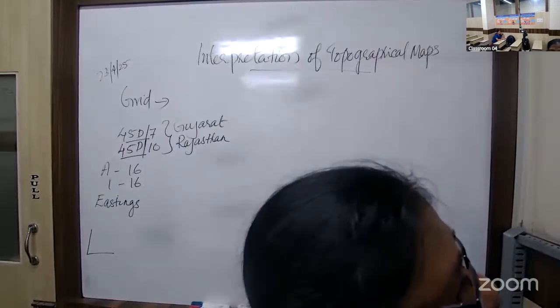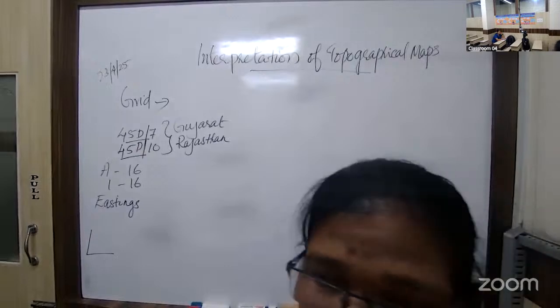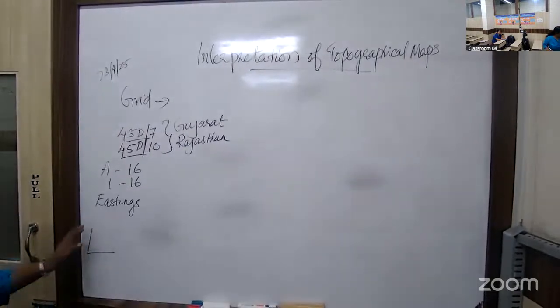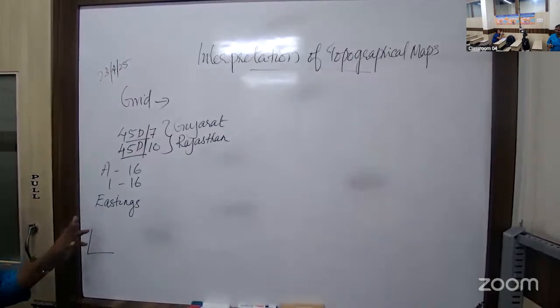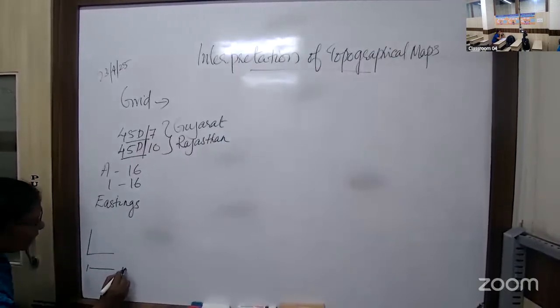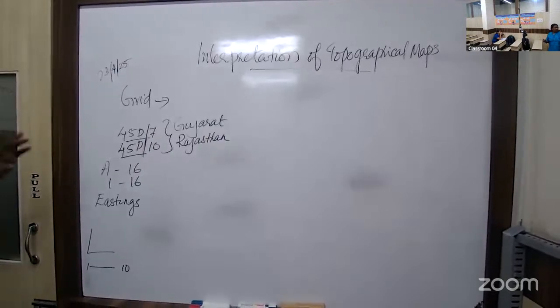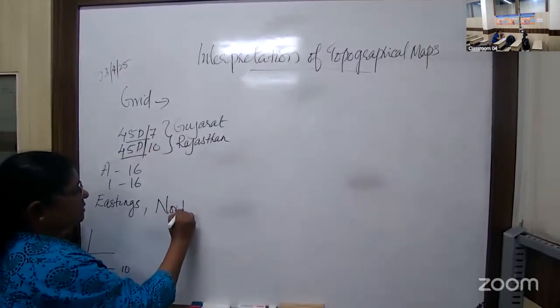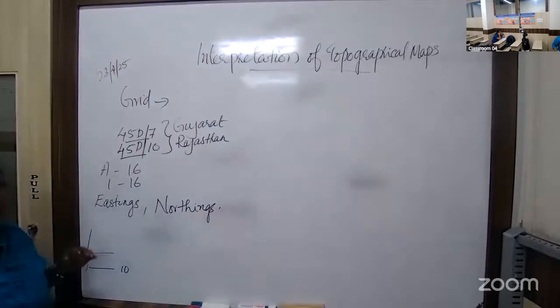See, this one is 1, 2, 3, 4, 5, like that. That is eastward. And this one is northward, that is vertical lines. So these eastward lines are called eastings. If it is starting from 1 to 10, I'm just giving an example, the number is not exact. It varies. So it is advancing. And northings are the vertical lines. That is also advancing. So with the help of these eastings and northings, we can find out the grid location.